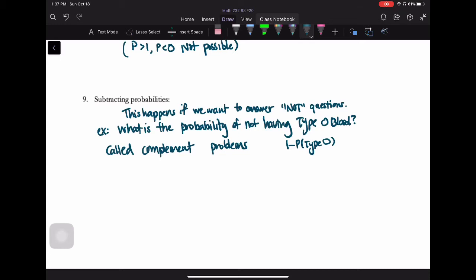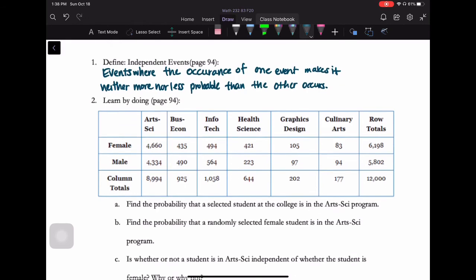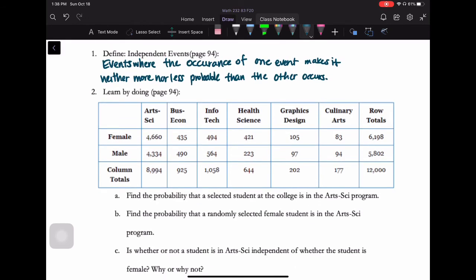Now let's move on to Module 15 Part 2. I'm going to pull some of the data that we used from Module 14 here. First of all, defining independent events.